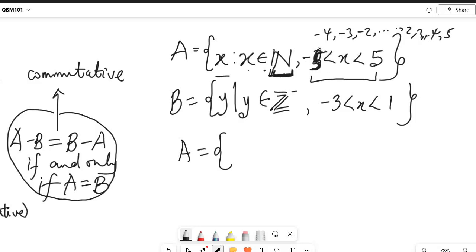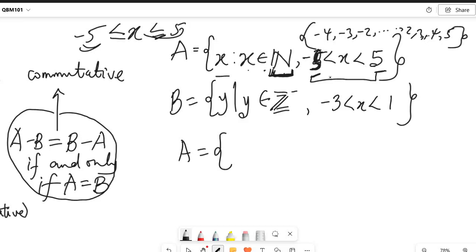Now, why didn't I mention -5? Why didn't I list -5 and 5 itself? Because this is an open interval. Okay, so we are not going to consider the boundaries. Let's assume I put less than or equal to. If I do this, in that case I will include the boundaries -5 and 5 in my listing.